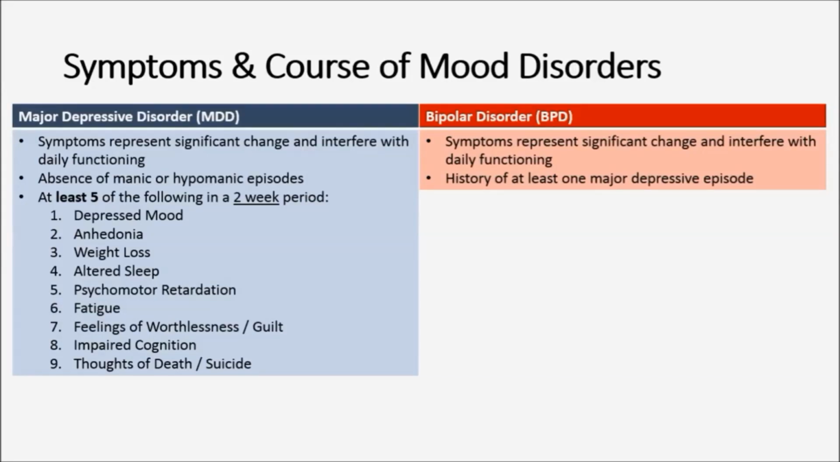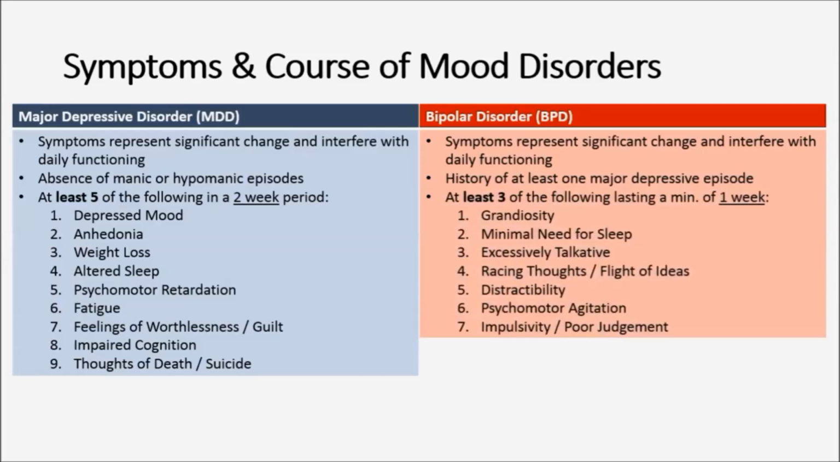Now, in terms of bipolar disorder, at least 3 of the following have to be present, lasting a minimum of 1 week. Grandiosity essentially refers to an inflated sense of self-esteem or importance. So the individual has unrealistic beliefs about things like their intelligence or their abilities. There's also a minimal need for sleep. They can be excessively talkative, have racing thoughts or flight of ideas, and that essentially refers to rapidly changing and disconnected thoughts.